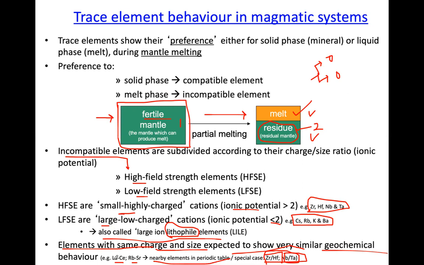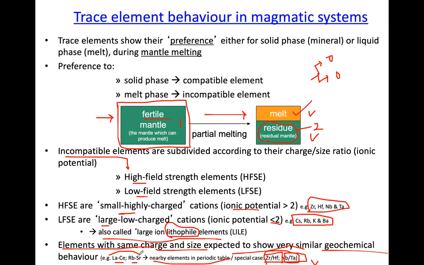Like lanthanum, cerium, rubidium, strontium, right? But in this case, the zirconium, hafnium, niobium, tantalum are not closely lying elements, right? This is a special case, right? So anyway, these similar elements with approximately the same charge and size should show similar geochemical behaviors. So due to that reason, we used to take these two elements together in graphical representations, right?